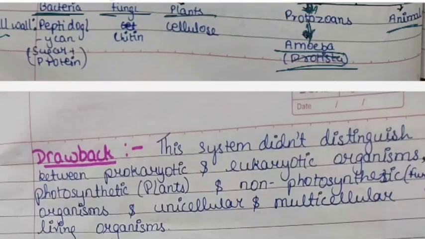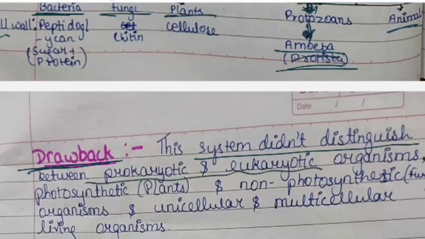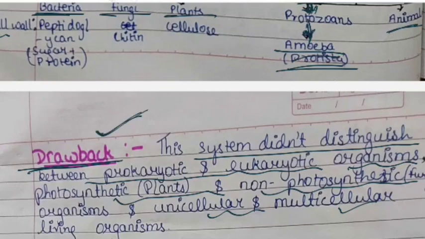Now the drawbacks of this classification were: first, this system did not distinguish between prokaryotic and eukaryotic organisms. Second, between photosynthetic and non-photosynthetic organisms. And the third one, it was unable to differentiate between unicellular and multicellular organisms.